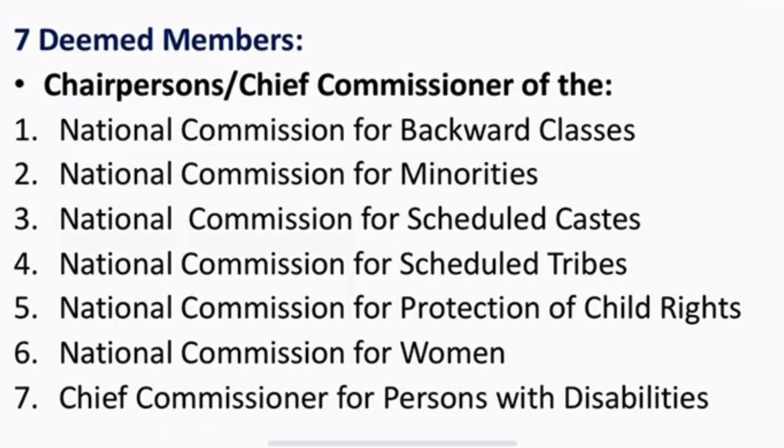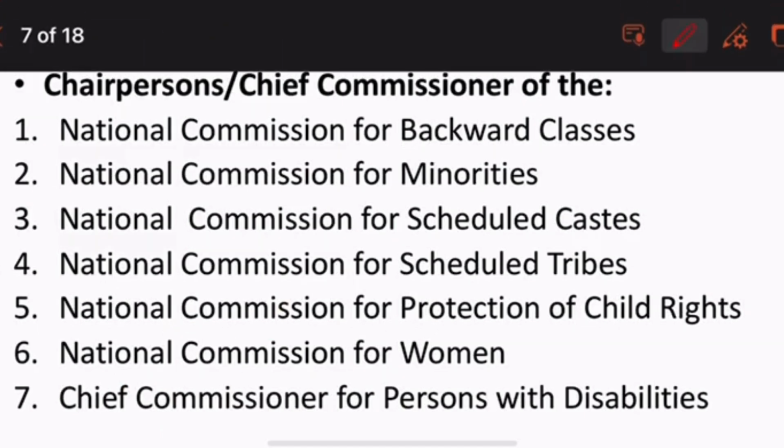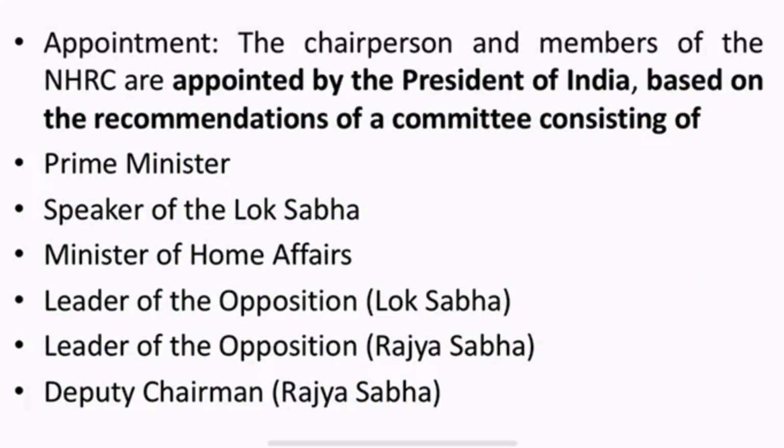There should be 7 deemed members, and these deemed members should come from the National Commission for Backward Classes, Minorities, SC, ST, Protection of Child Rights, Women, and the Chief Commissioner for Persons with Disabilities.